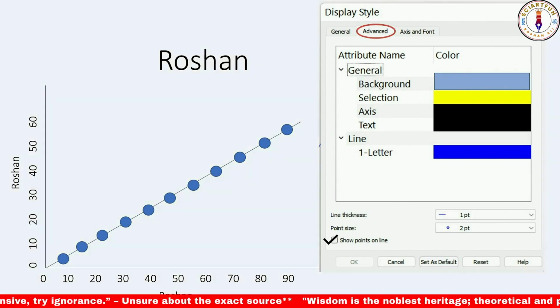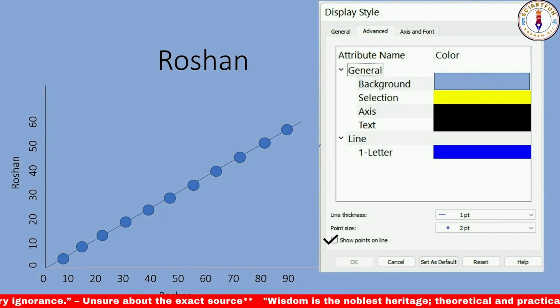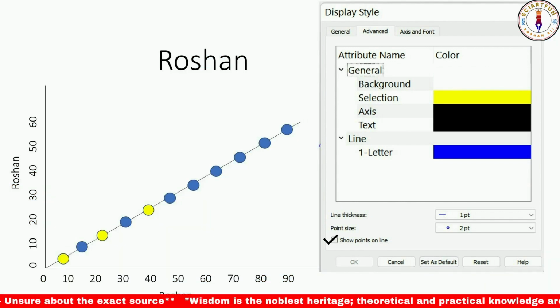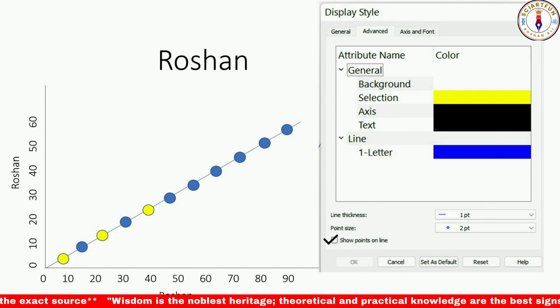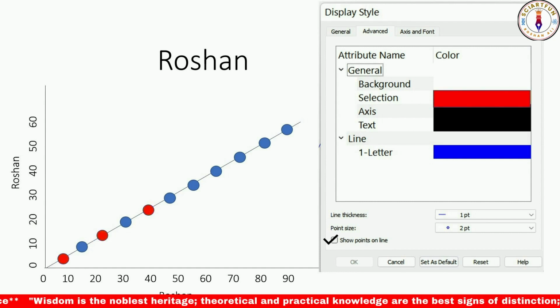Background sets the background color. Selection tab sets the color used to indicate selection in the plot. Suppose you have selected these three points, which appear yellow because the color for selection is yellow here. Let's change it to red. You see, these points have turned red now.